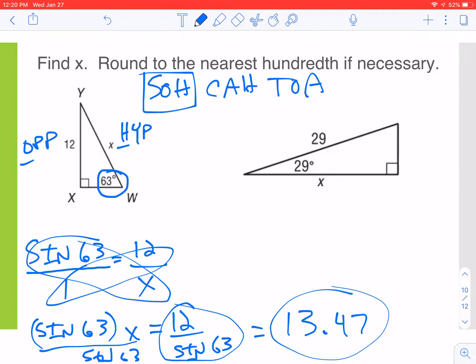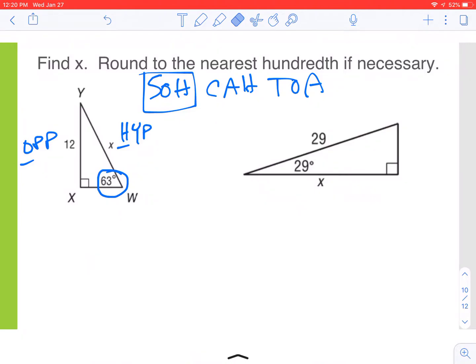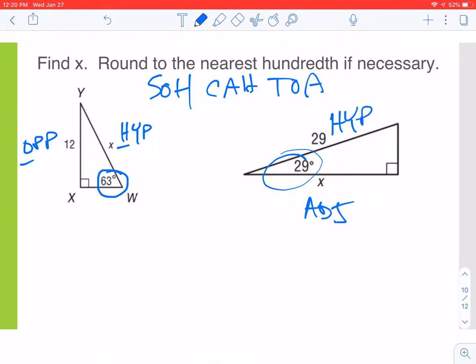Okay, I'm going to erase this. Let's do another problem here. And I circle my angle, and I look at the x, and the x is right next to the 29, isn't it? So that's adjacent. 29 is the hypotenuse, opposite 90. So I'm looking for cosine. So cosine of 29 equals adjacent, which is x, over hypotenuse, which is 29.